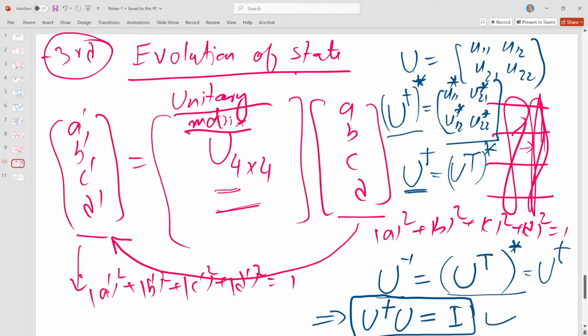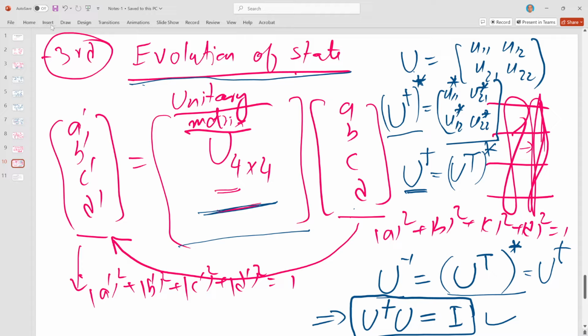So it means that the evolution of state is given by the product of the state with the unitary matrix. So in place of the evolution of state in classical physics using Newton's laws, we have the evolution of state through the unitary matrices so that the normalization of the state is preserved.